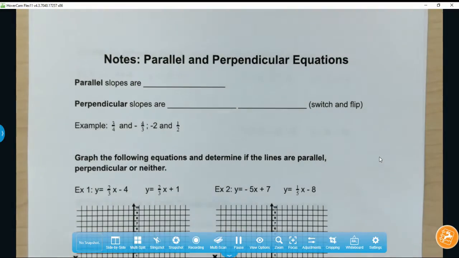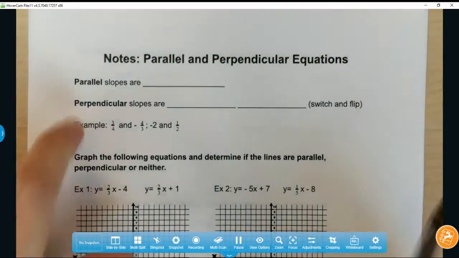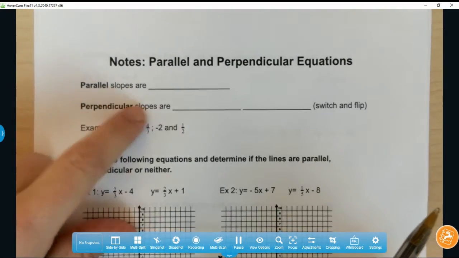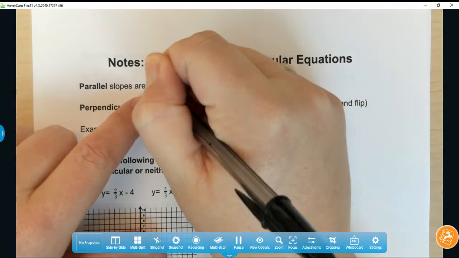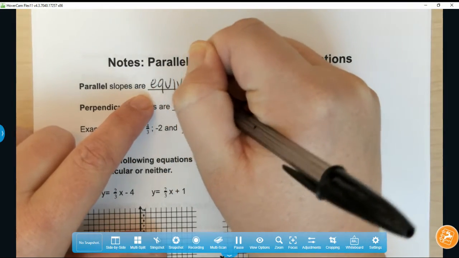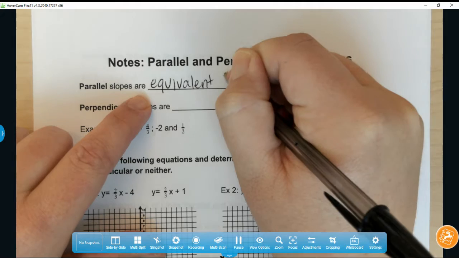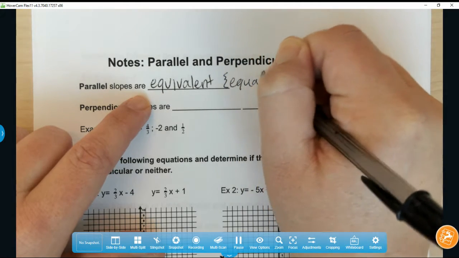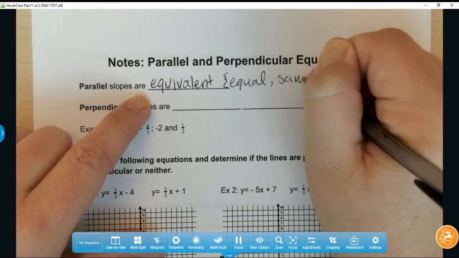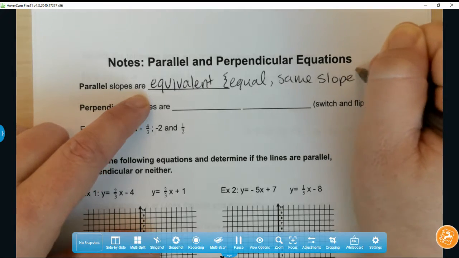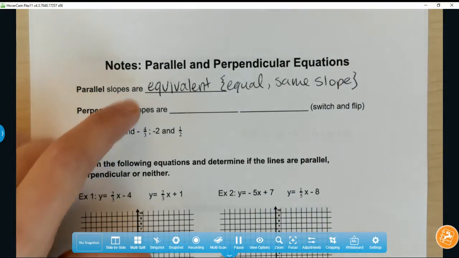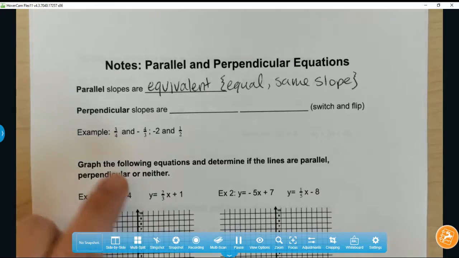So there's just going to be some different scenarios, some different information thrown your way. So let's get started. Parallel slopes. If lines are parallel, we know that their slopes are equivalent. What does equivalent mean? It means equal, or same slope. Either way you want to think about that. But if lines are parallel, they're going to have equivalent slopes.